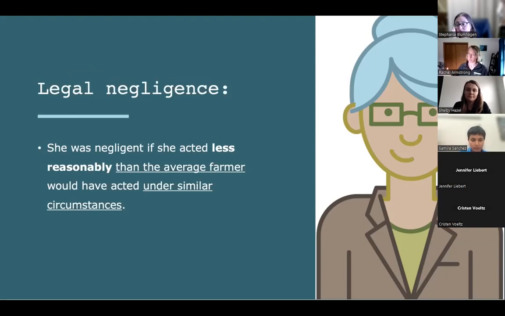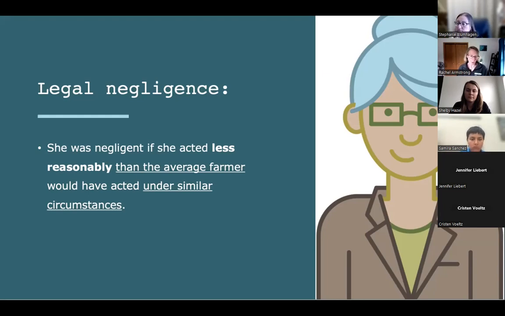Okay, your average cantaloupe farmer, she is negligent if she acts less reasonably than the average farmer would have acted under similar circumstances. So again, from a legal perspective, negligence is not carelessness or disregard for others. It is not being a neglectful person. Negligence is the failure to do what the average person would have done under those circumstances.